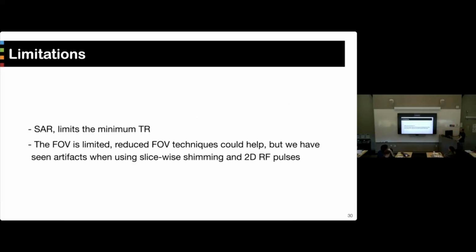Some limitations about this method: this is at 7T, so SAR is always an issue. This limits the minimum TR. If we had more slices, for example, or we could have made this experiment a bit shorter, but SAR is an issue. And the field of view is limited, so reduced field of view techniques could help. We talked to Christine a little bit about it yesterday, but we've seen artifacts using Zoomit 2D RF pulses. So if you have some insights about this, we'd love to talk about it.